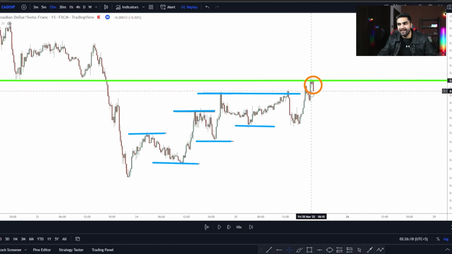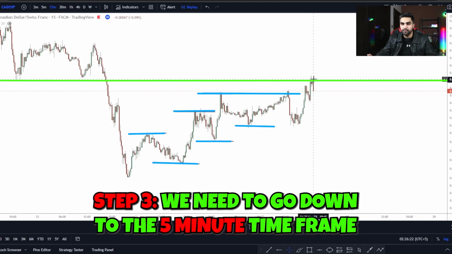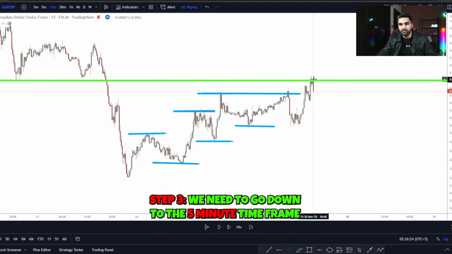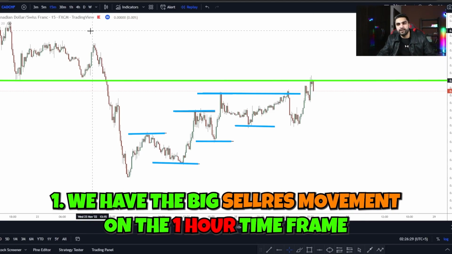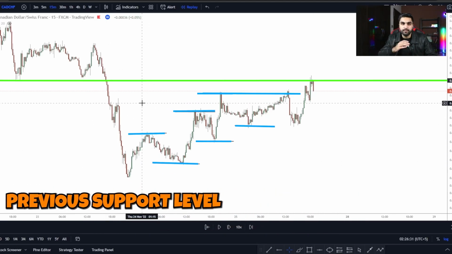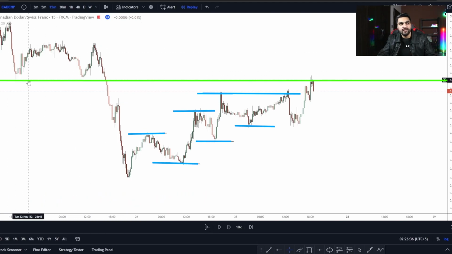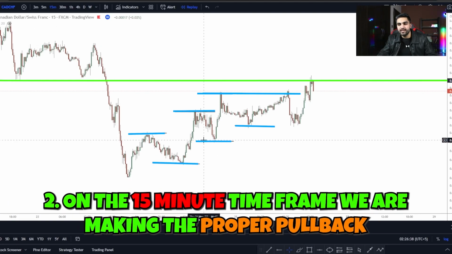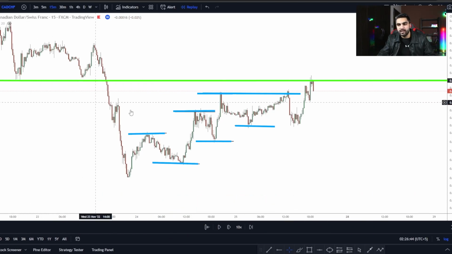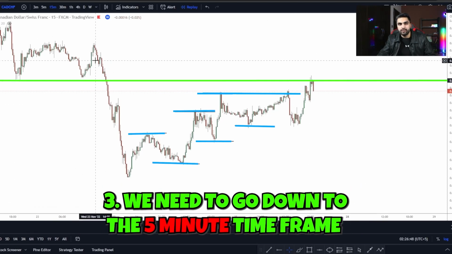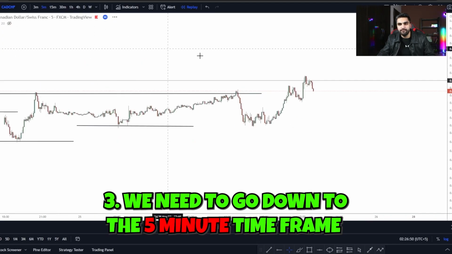So now we are definitely getting a rejection right here. What's the next rule? We need to go down to the 5-minute time frame. We have the big sellers movement on the 1 hour time frame. We broke the previous support levels. We marked the very nearest support level. Then on the 15-minute time frame, we are making a proper pullback. We have come to that support level. We are just getting a rejection. So the third step is we need to go down to the 5-minute time frame.